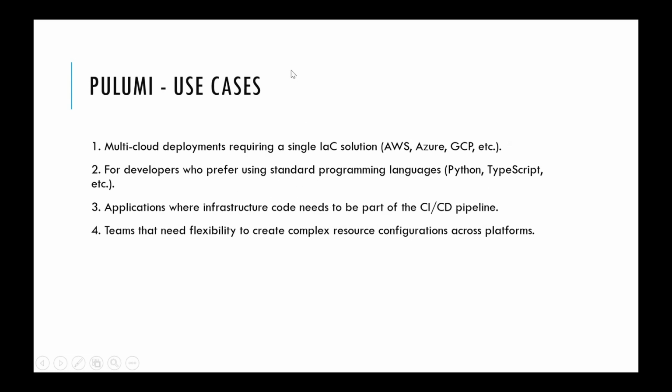Let's now discuss the use cases for Pulumi. This is for multi-cloud deployments requiring a single IaC solution, like AWS, Azure, GCP, etc. So if you are deploying multi-cloud environments, you can use this. Also for developers who prefer using standard programming languages like Python, TypeScript, etc. to create resources in multiple clouds. So this is for developers.